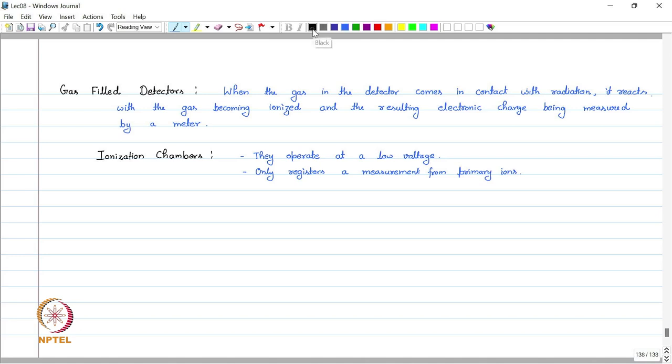So let's see the structure of these ionization chambers. We have a cavity where we fill a gas. Let's say this is a cylindrical cavity. This is filled with a certain amount of gas. And in this, we place two electrodes. Let's say this is the electrode at the center, and there's one electrode on the edge.